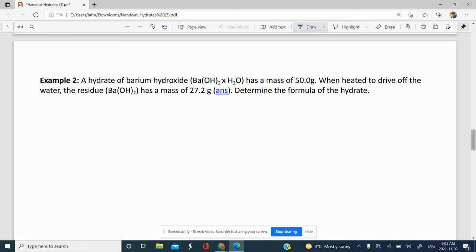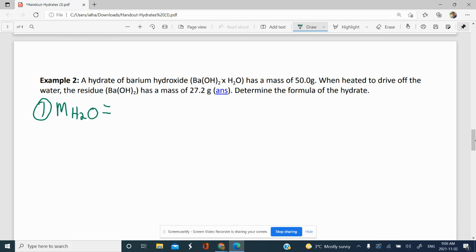So we'll start with this one first. A hydrate of barium hydroxide, and we don't know what the X is, we want to figure that out, has a mass of 50 grams. When heated to drive off water, the residue or the anhydrous substance has a mass of 27.2 grams. Determine the formula of the hydrate. So first, we need to find the mass of the water.